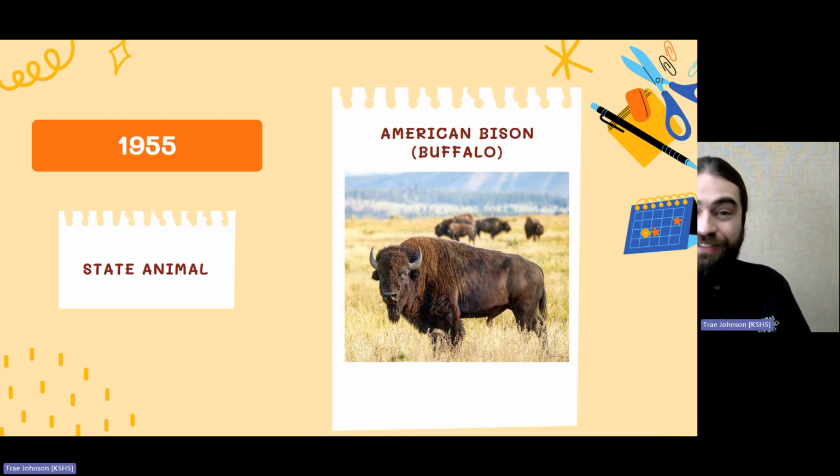In 1955, our state animal, the American bison. It's also the national mammal of the United States. The buffalo was incredibly important to Native Americans of Kansas as a source for food, clothing, tools, and shelter. The bison is a large animal, approximately 6 feet tall, and can weigh over a ton. They're also fast when they need to be. The species, once in danger of extinction, now numbers in the hundreds of thousands thanks to conservation efforts.